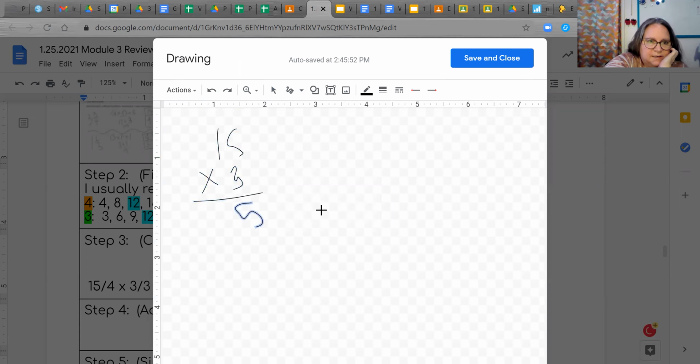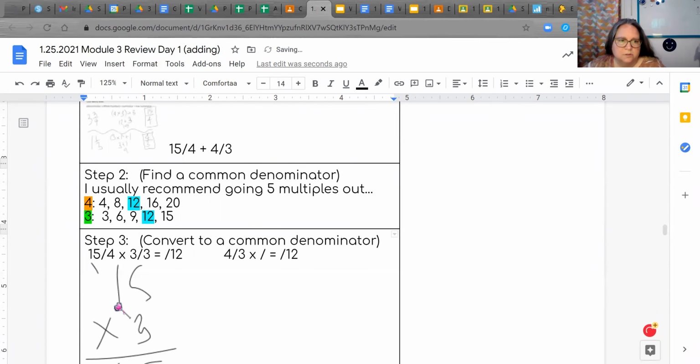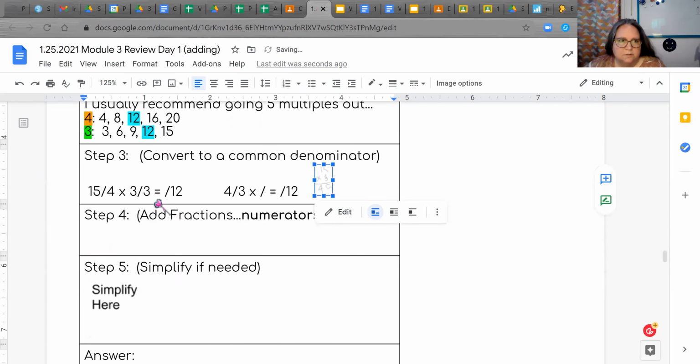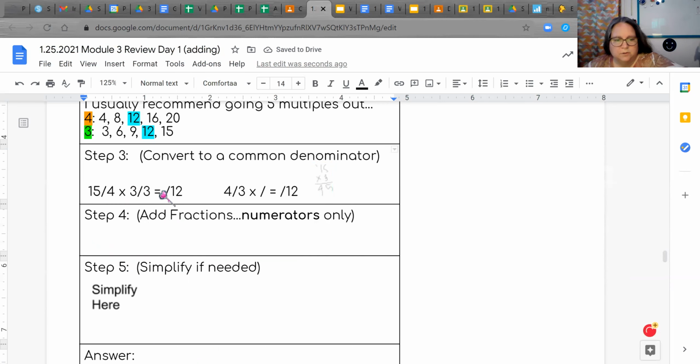That's 15. Carry the 1. 3 plus 1 is 4. So I'm thinking of 45. I'll hit save and close. But remember, you can make these smaller. So right here, I'm going to write 45.